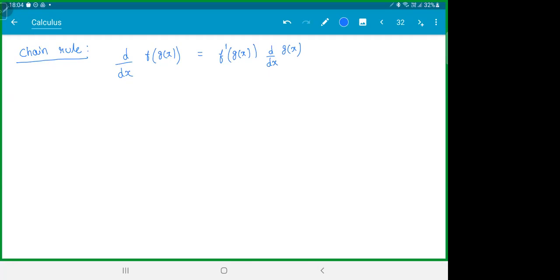What do you mean by that? Let me take some examples. There's a best way to learn this. Listen carefully. If you're confused, ask me. I'll give you enough examples that should take care of it. For example, if I give you d by dx of sine x cube, this does not belong to any standard formula that we have.